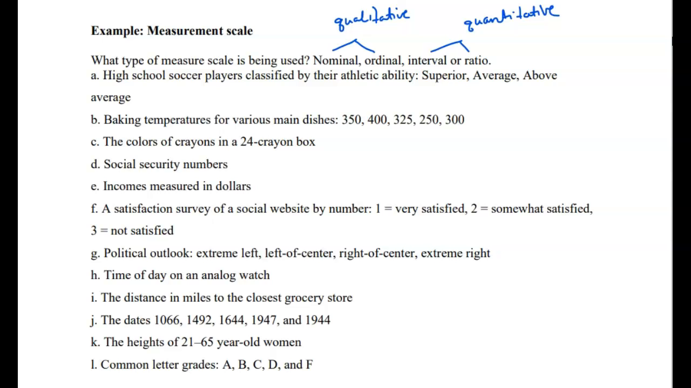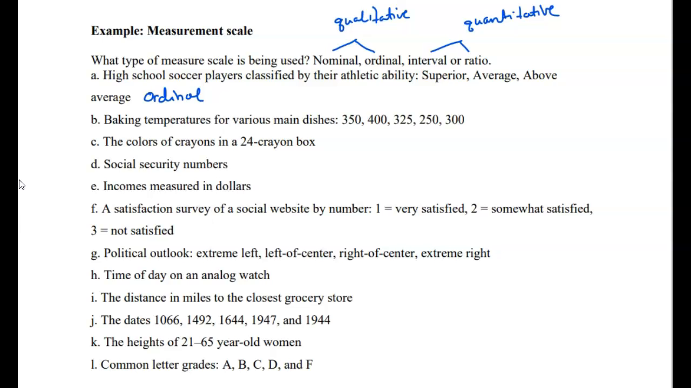So A says high school players are classified as superior, average, and above average. So this is a qualitative measure. It's not something you can count or measure. And you can order it. Superior, average, above average. There's a certain ranking. So this is an ordinal measurement.